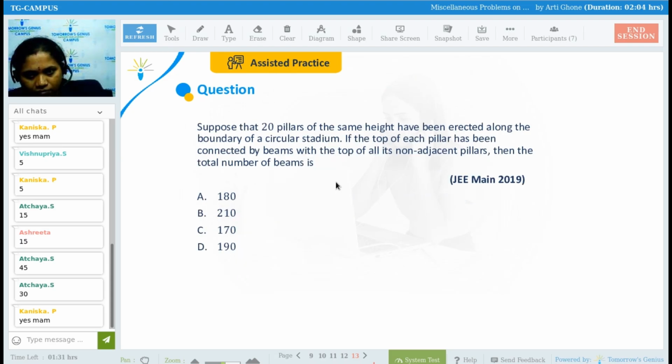Now next is a question based on this. Suppose that 20 pillars of the same height have been erected along the boundary of a circular stadium. Okay. If the top of each pillar is connected by beams with the tops of all the non-adjacent pillars, then find the total number of beam sets. Try to understand which geometry is applicable over here. Read it again, and I want this answer from you guys.